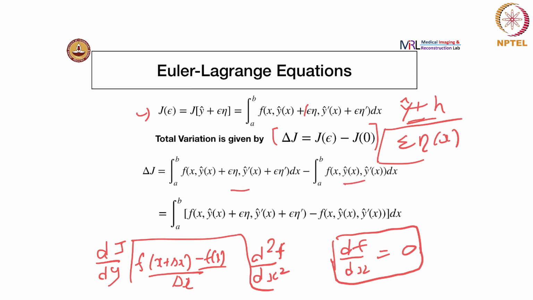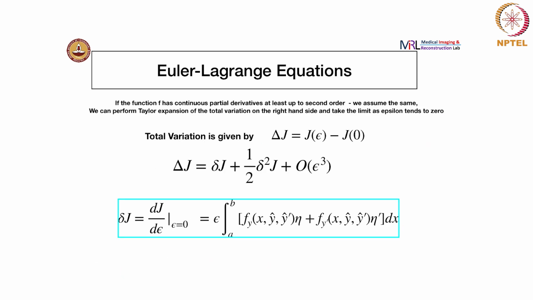Now the second step is, of course, to bring them under the same integral, making them one integrand. And if you look at this, you can do your usual tricks, like a Taylor series expansion of f of x, y hat of x plus epsilon eta, y hat prime of x plus epsilon eta prime. You can think of f as a function of several variables and do a Taylor series expansion. Once you do that, you will see that this term will cancel out, and what remains is what we will refer to as the first variation.